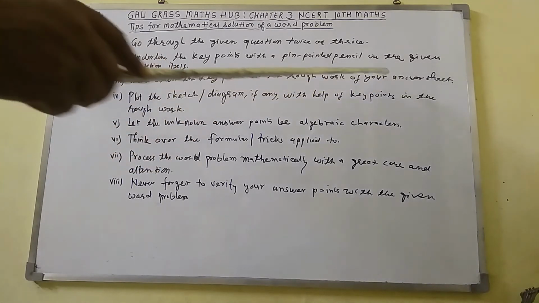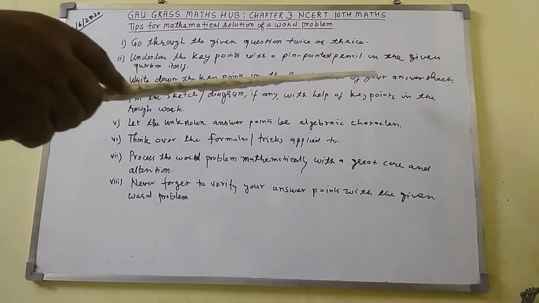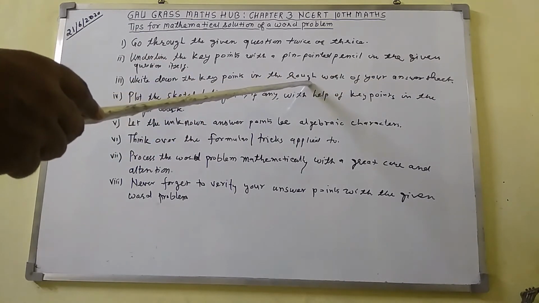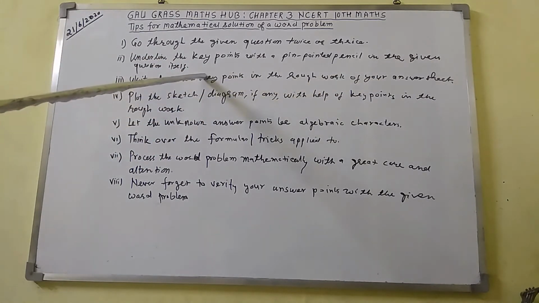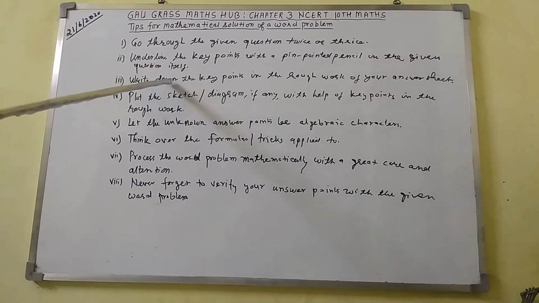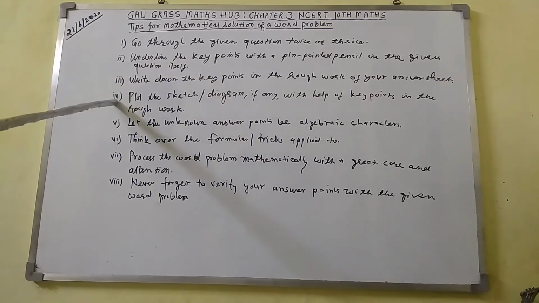In the answer sheet you have got from your examiner, make a rough work there. In rough work, key points should be noted with the help of the underlined portion in the question itself. After noting down the key points in the rough work, now proceed towards point number 4.